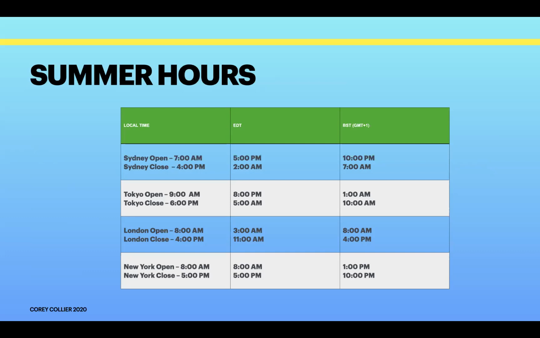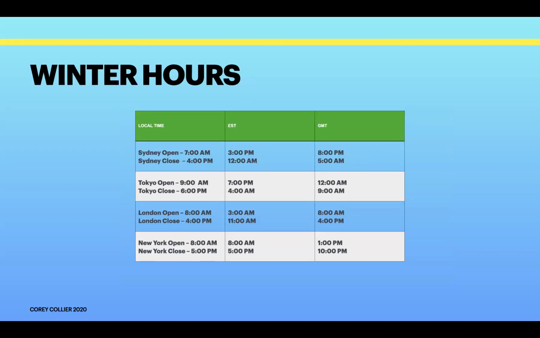Tokyo opens at 8 p.m. and closes at 5 a.m. London opens at 3 a.m. and closes at 11 a.m. New York opens at 8 a.m. and closes at 5 p.m. And then after New York closes, guess what opens? Sydney opens right back up, guys. So notice though, some of these trade times overlap. Okay, those are the winter hours. This is for Eastern, when you have daylight savings and stuff like that.